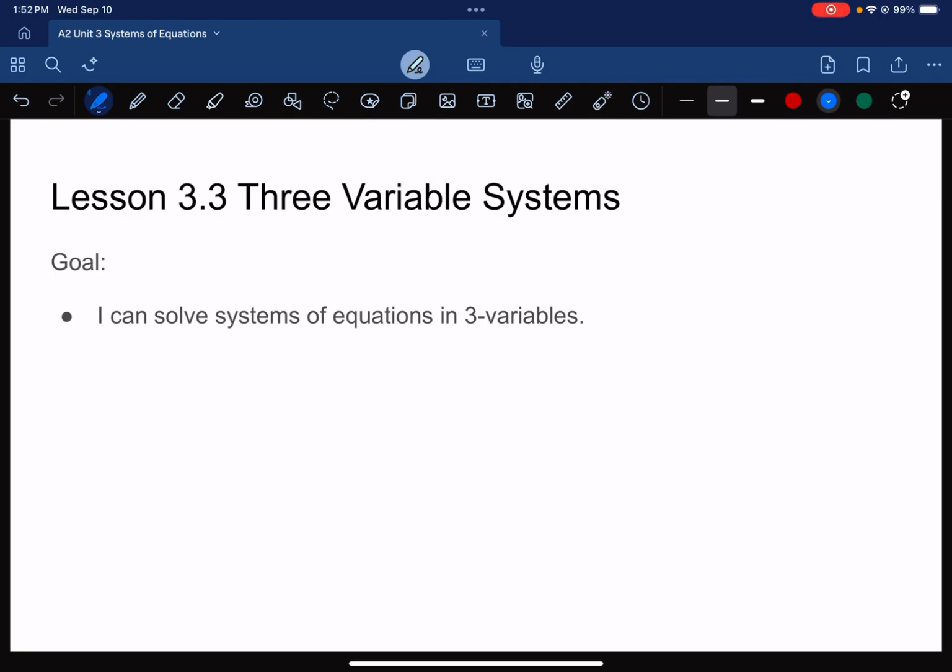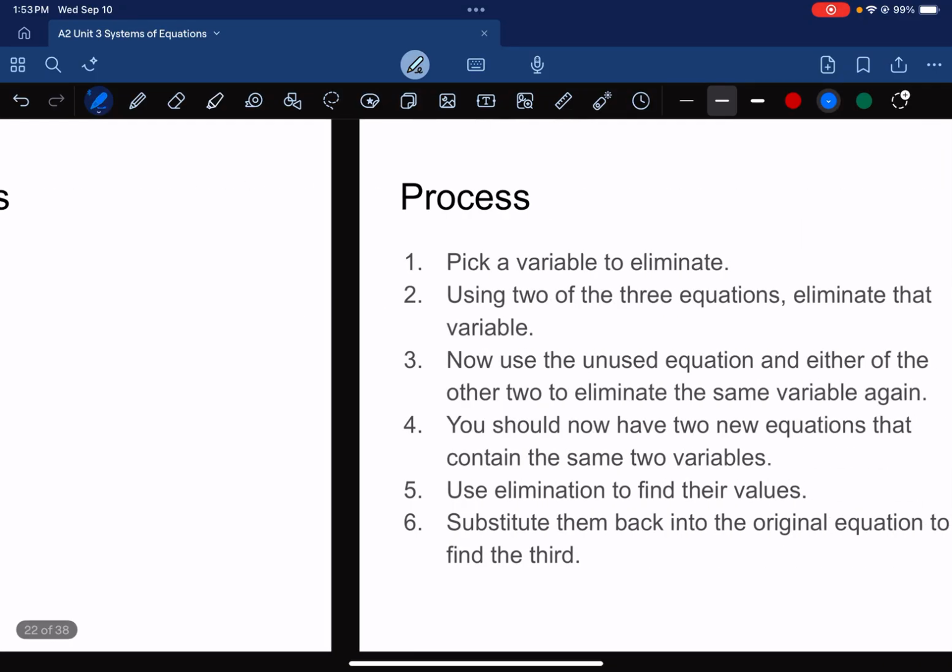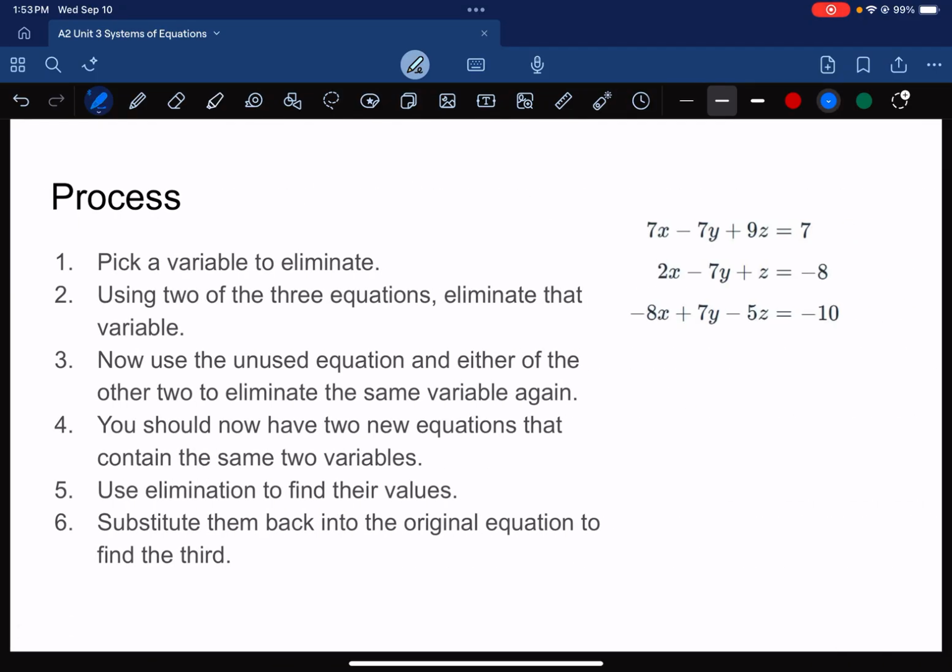All right, this is lesson 3.3.3, variable systems in Algebra 2, and the goal is I can solve systems of equations in 3 variables instead of just 2. So I think there's kind of a process to these. Elimination is kind of the best method until we get into some upper level elementary algebra classes, which teach you how to use matrices to solve, let's say 7 by 7, 7 unknowns with 7 equations. You can use different methods there, but we're going to have to stick with elimination, all right?